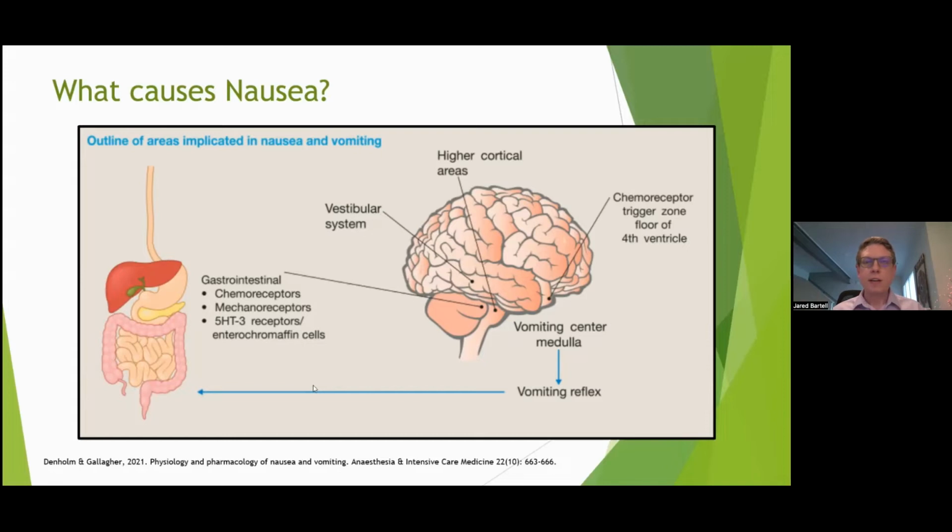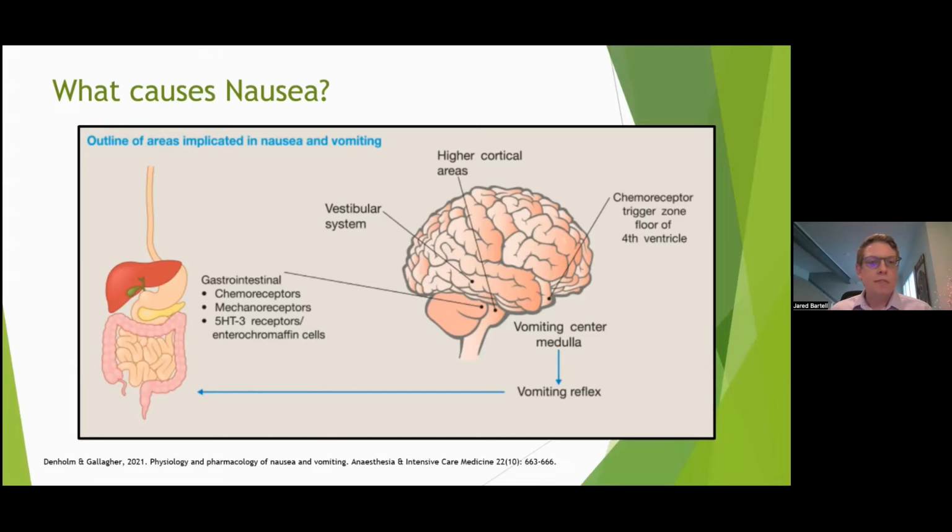The GI system sends signals through serotonin and this other chemical called substance P, which is involved in pain processing. It sends signals along the vagus nerve and the sympathetic, fight or flight system to in turn release more chemicals in the brain, histamine, acetylcholine, which then triggers that nausea feeling.